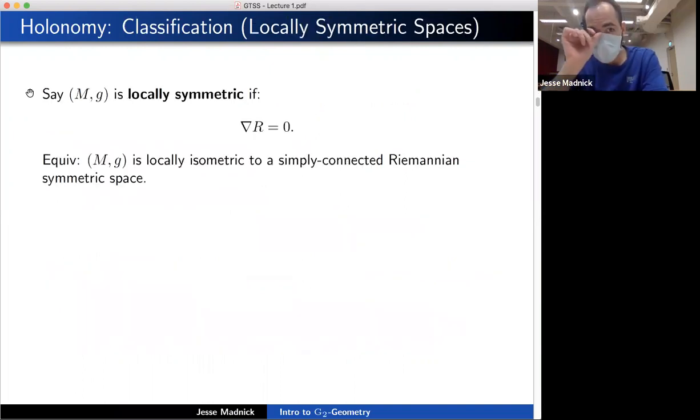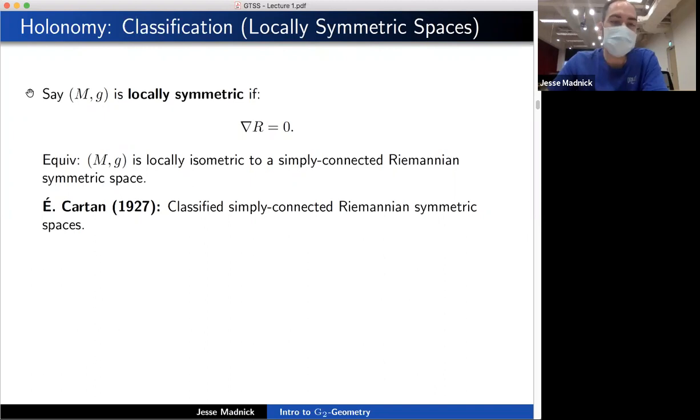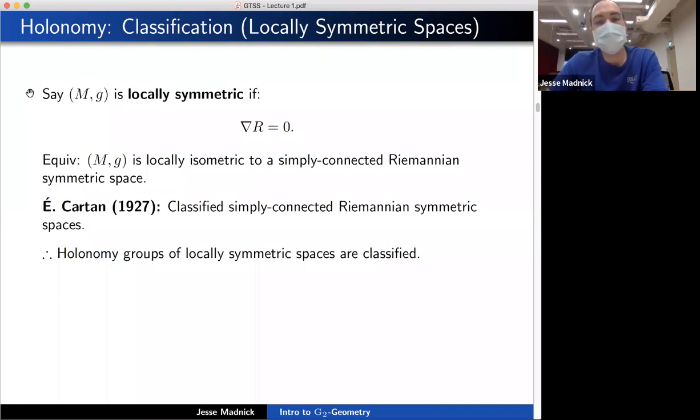Another case of interest is that of locally symmetric spaces. Let's recall that a Riemannian manifold is locally symmetric if the Riemann curvature tensor or curvature endomorphism is parallel with respect to the Levi-Civita connection. This is equivalent to saying that the Riemannian manifold is locally isometric to a simply connected Riemannian symmetric space. There's a whole theory of these things. It's very beautiful and also very intricate. But all I want to say is that the simply connected Riemannian symmetric spaces are completely classified by Cartan, and in fact their holonomy groups are known. Therefore, the holonomy groups of locally symmetric spaces are classified.